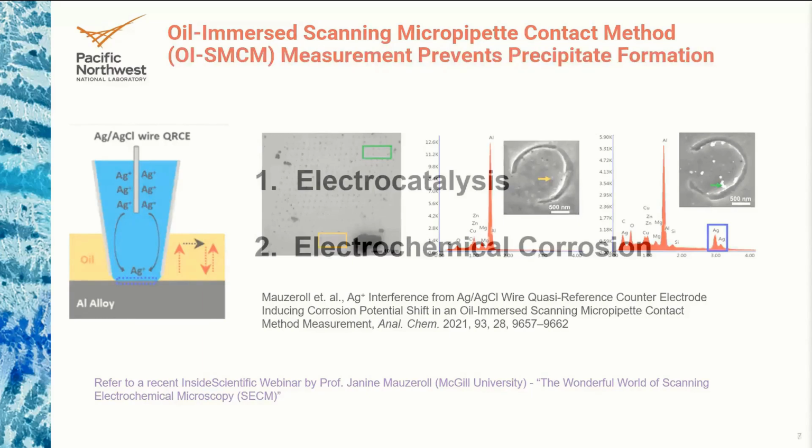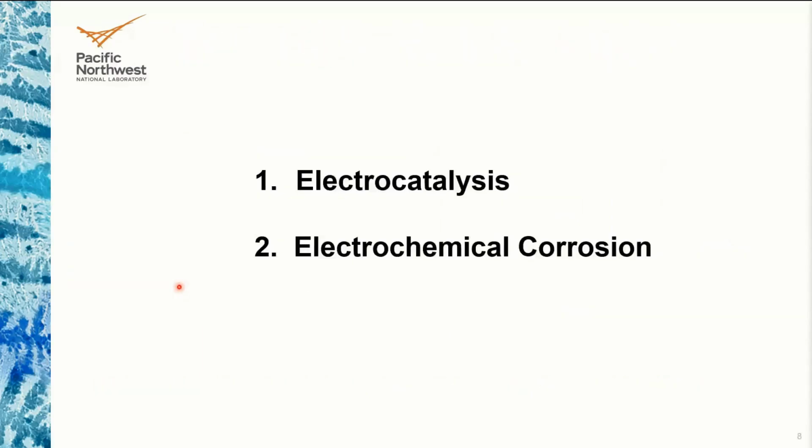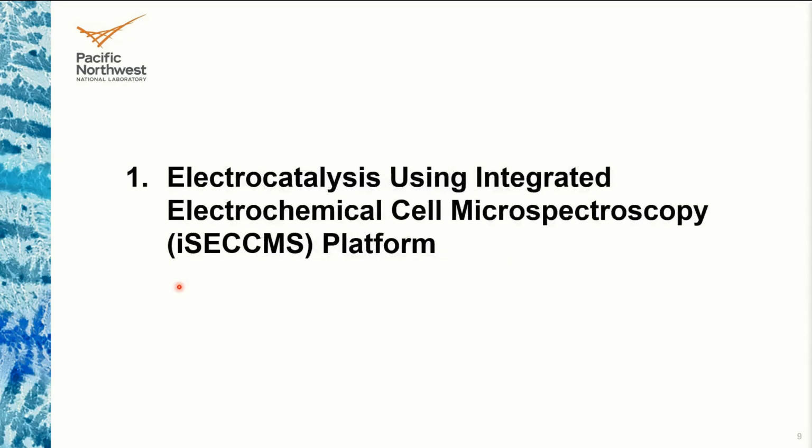I'm going to talk about the application of SECCM in two fields today. One is electrocatalysis, the other one is electrochemical corrosion. In electrocatalysis, in our lab, we combine SECCM with several microspectroscopy tools and call it the SECCM-S platform, which enables the localized mapping of electrochemical activity in addition to the spectroscopy as well.